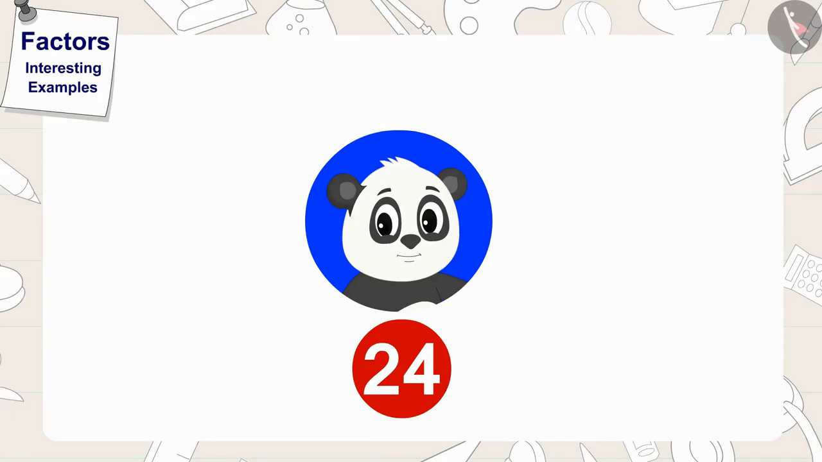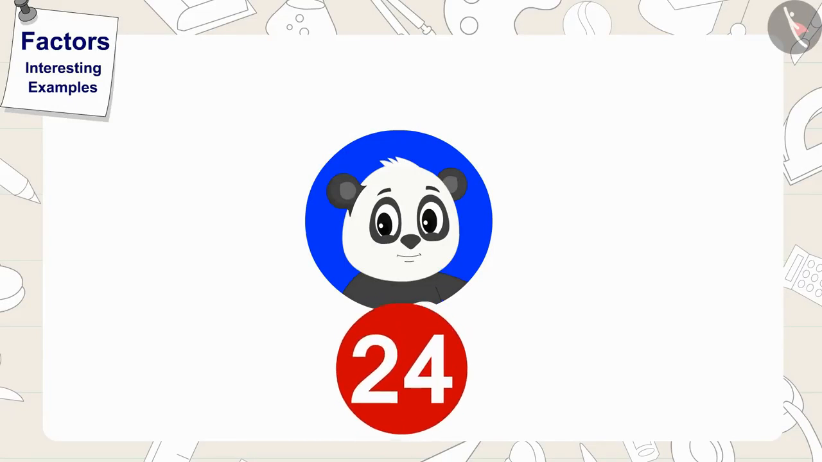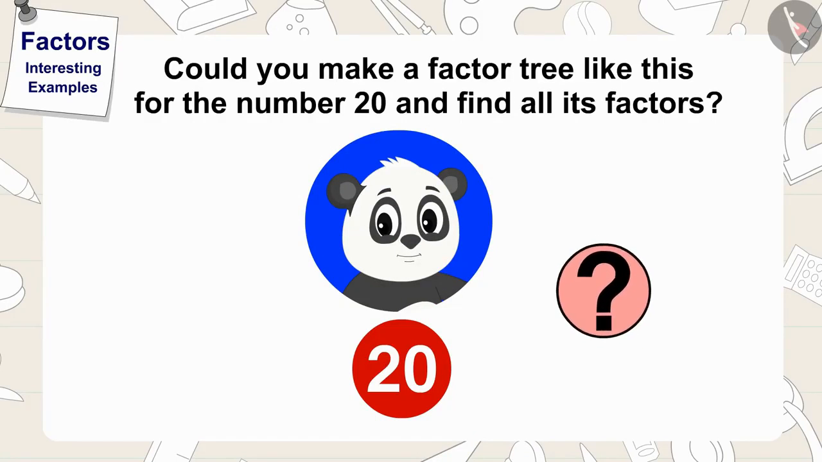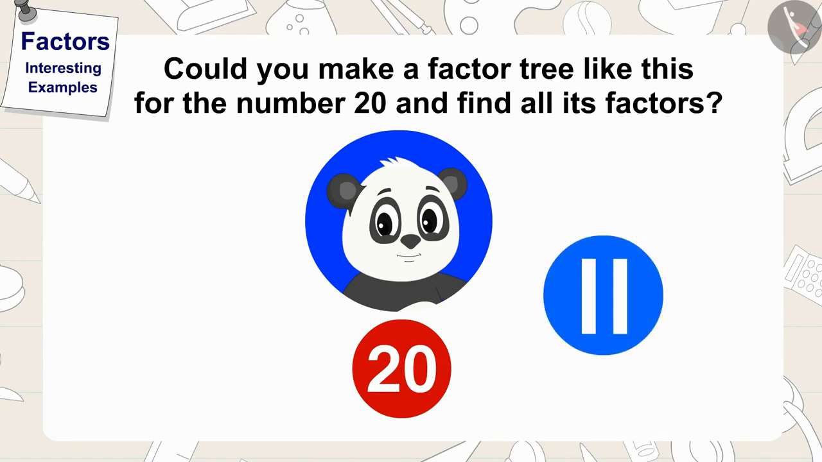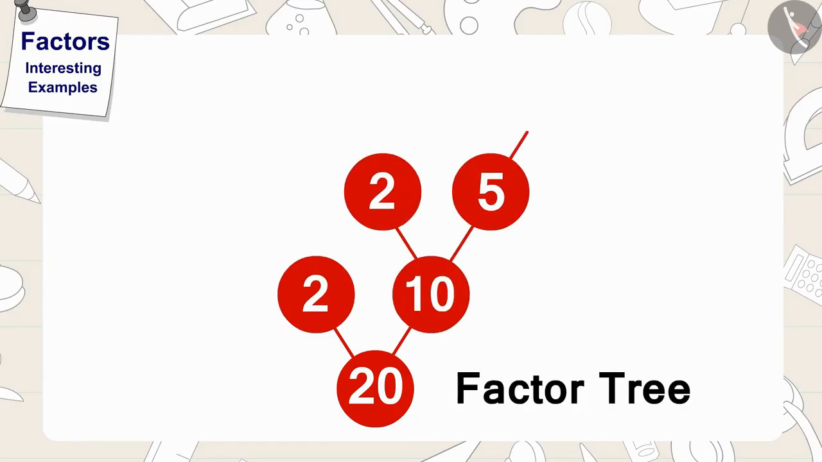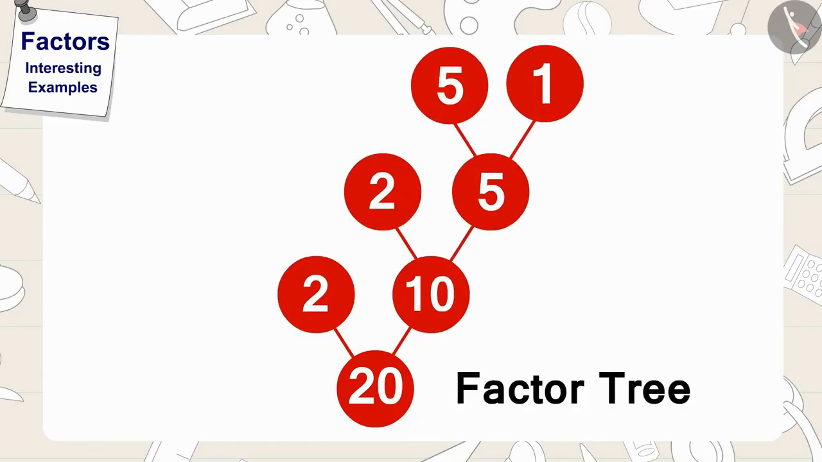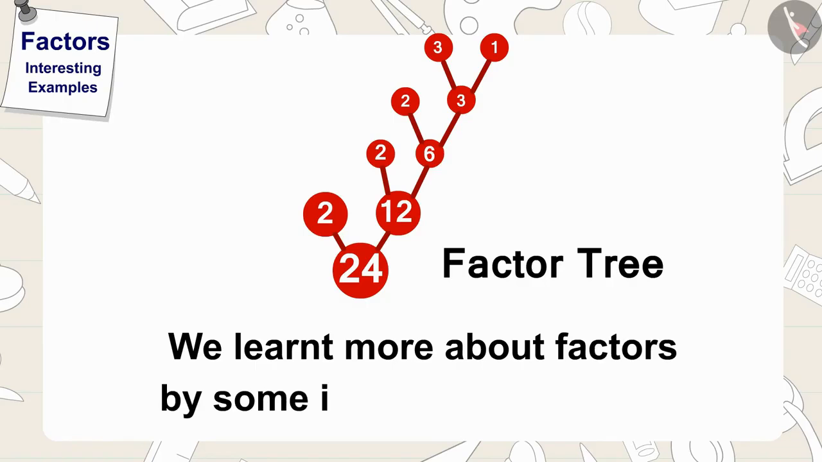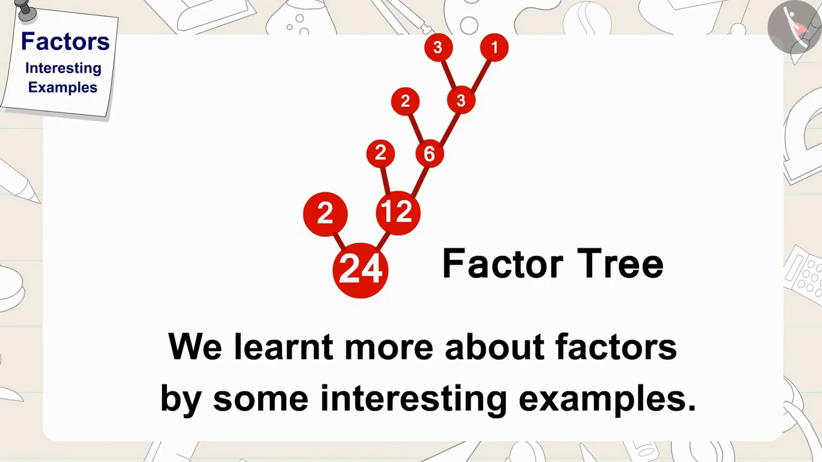Children, if Golu had 20 pencils instead of 24, could you make a factor tree like this for the number 20 and find all its factors? If you want, you can stop the video and find the answer. Well done, children! You have made this factor tree correctly. Children, in this video, we learnt more about factors by some interesting examples.